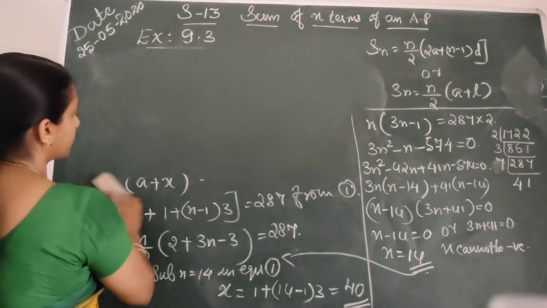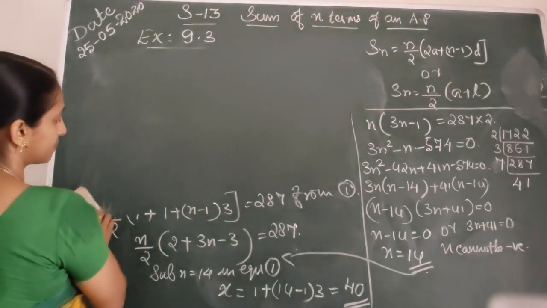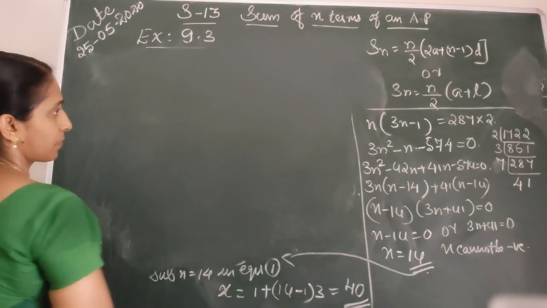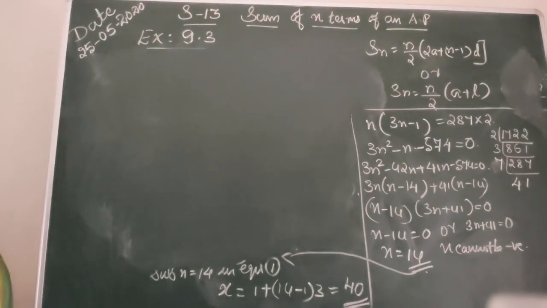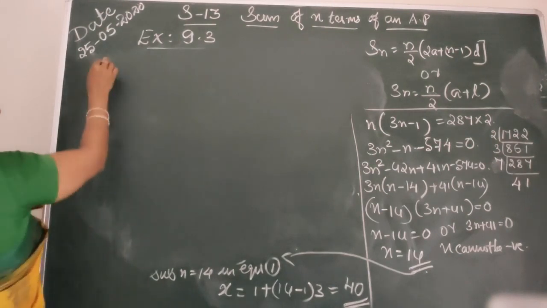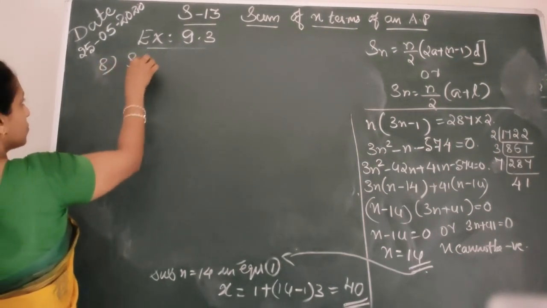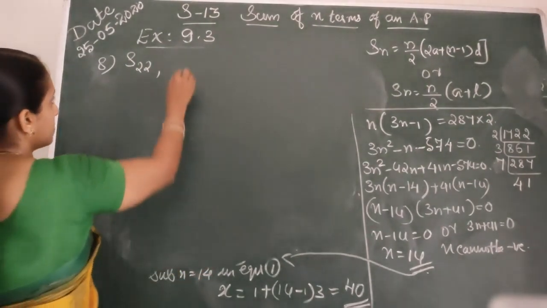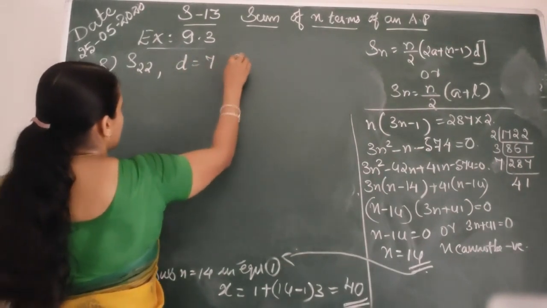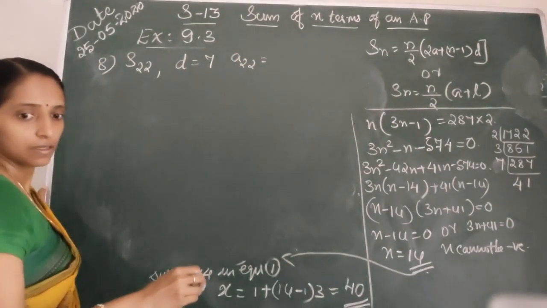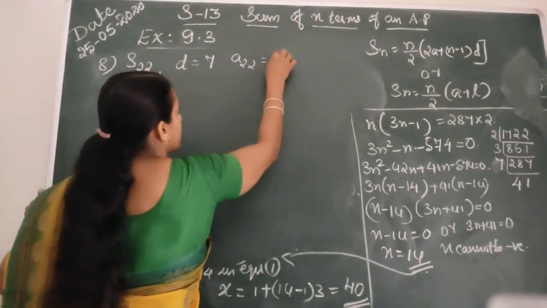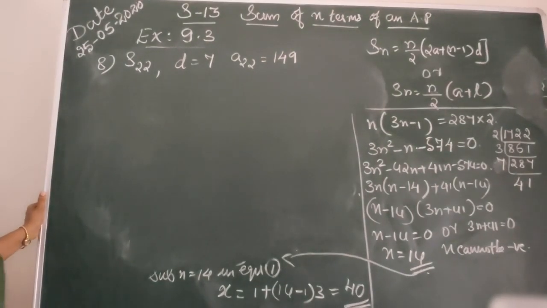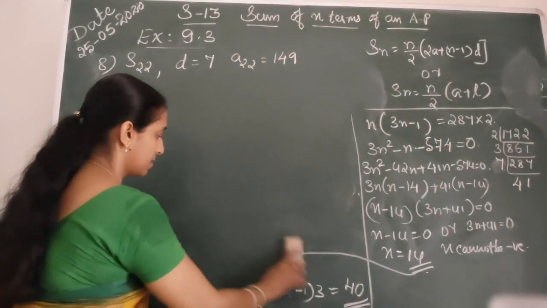Find the sum of 22 terms. Hope you have completed. Yes, you have to calculate the sum of 22 terms. Given D is 7, A22 is 149. So what is unknown? Our first term is unknown in question number 8.